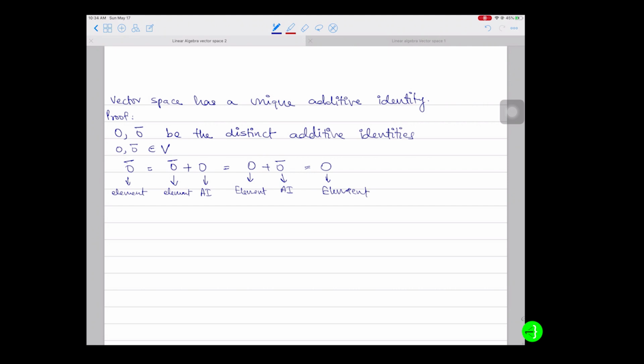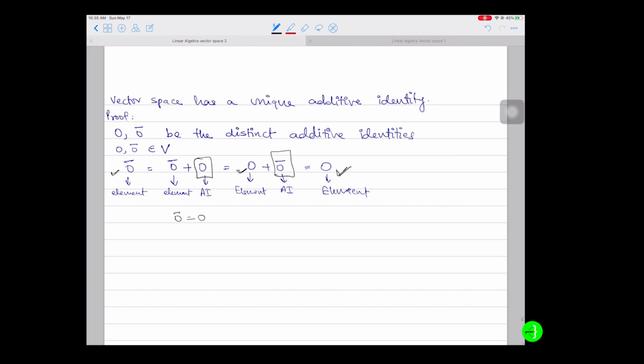So we are starting with an arbitrary element 0 bar, and we are adding the additive identity, such that we know it should be the same. This is the same as writing that we are adding the element 0 with the additive identity, which means that we get back the element, and this shows that 0 bar equals 0.